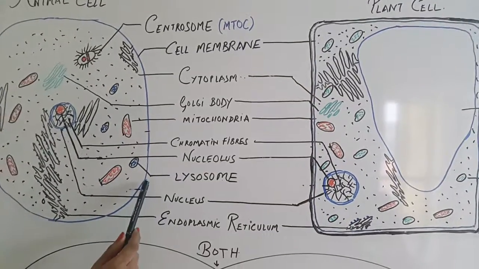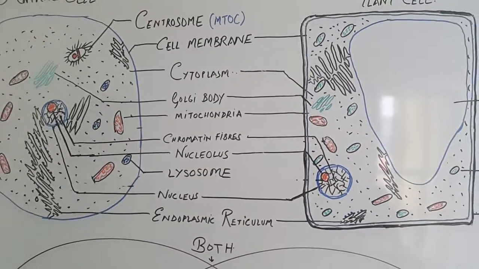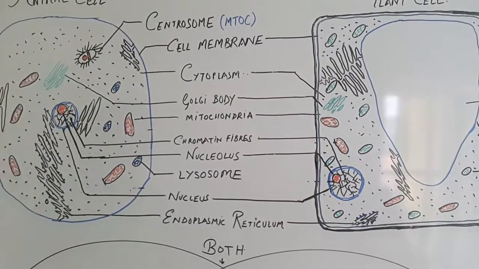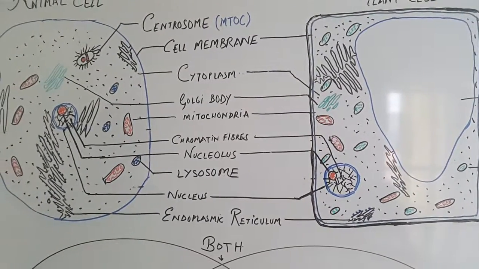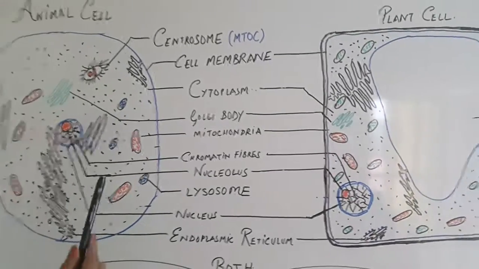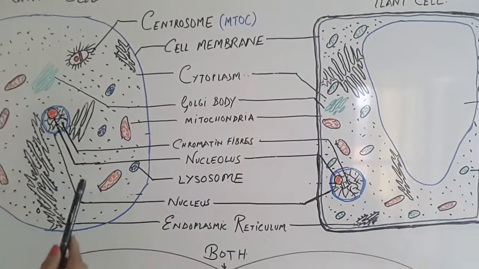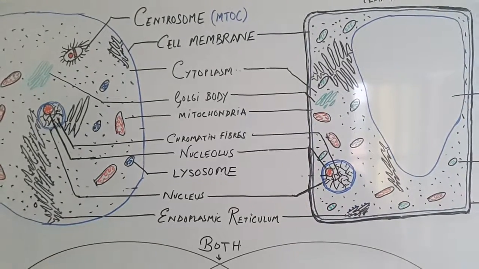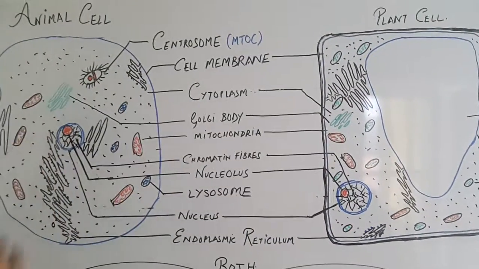Then in the animal cell you have lysosomes. Now lysosomes basically will destroy and digest the foreign matter which enters the cell. It will also digest the worn out organelles and sometimes the cell itself, and hence they are also termed as the suicide bags. In the animal cell you also have a centrosome.